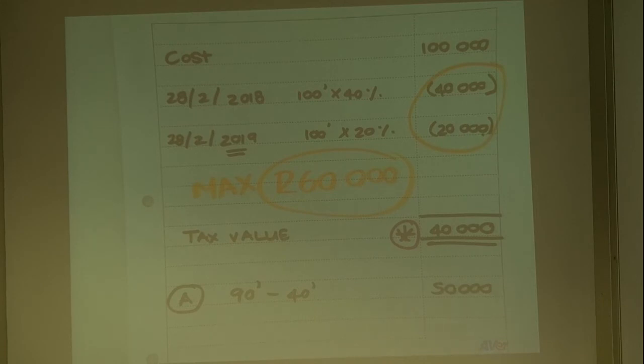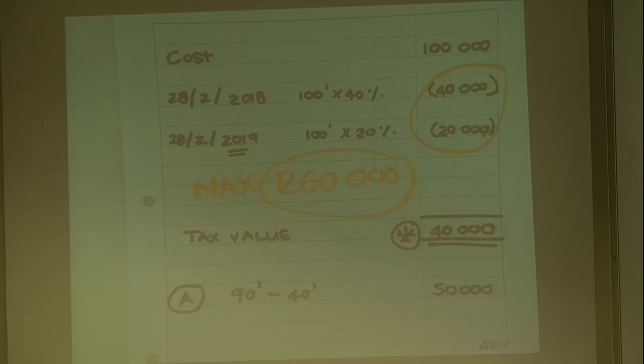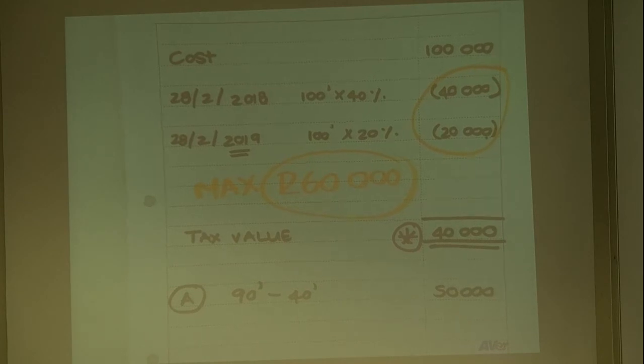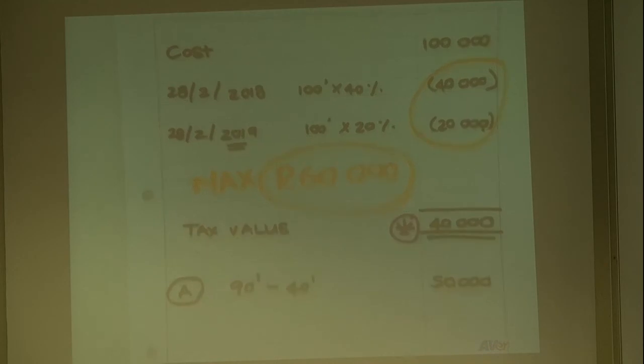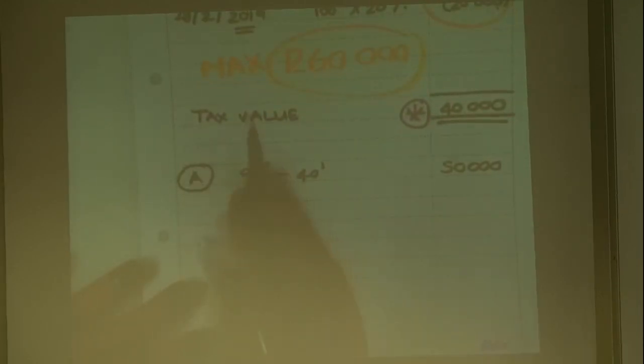SARS can take back the 50,000 Rand. Okay, so I'm not saying SARS will take back the full 60,000 Rand. We're going to work out the actual profit, but the maximum that SARS can recoup or take back is the 60. But in this case, our profit is 50, so our recoupment is 50. Okay, let's look at my second scenario.